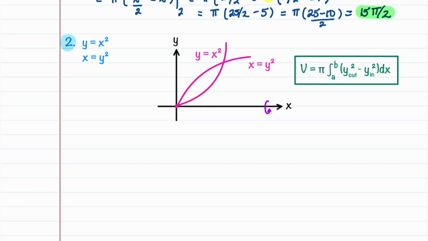Let's look at our second example. In this example, we have two curves. y is equal to x squared, and then x is equal to y squared. We want to begin by finding the points where these two curves intersect, and we want to find the x values because we're revolving about the x-axis, and we're going to use x for our limits of integration. So I'm just going to write down that we're going to find the x intersection points.